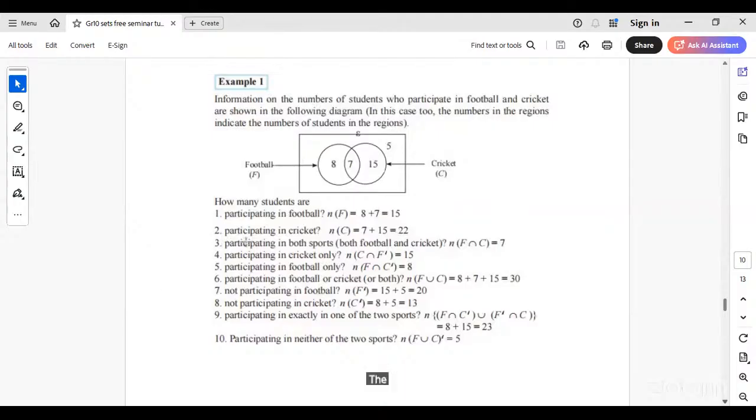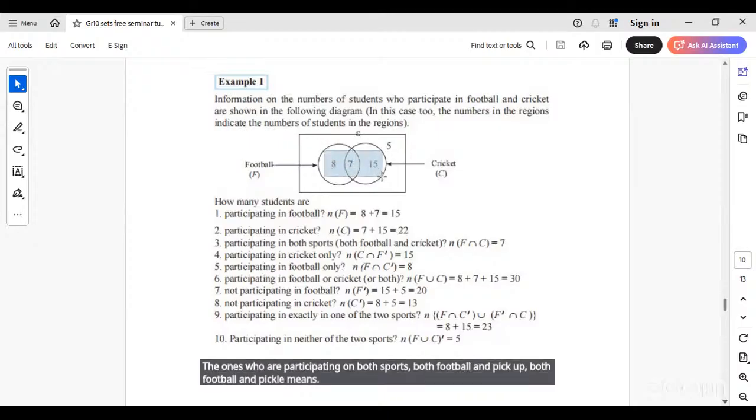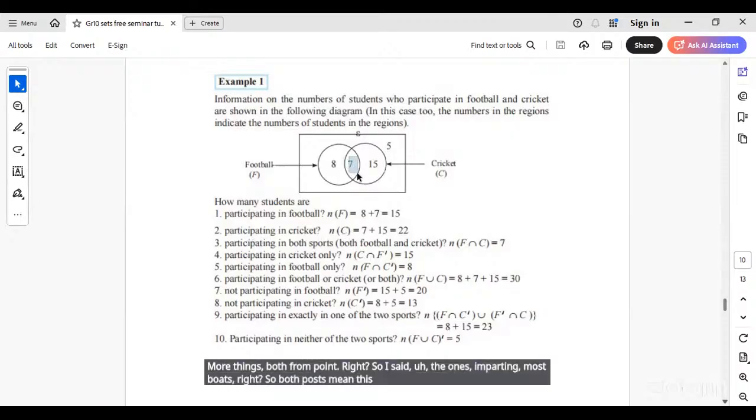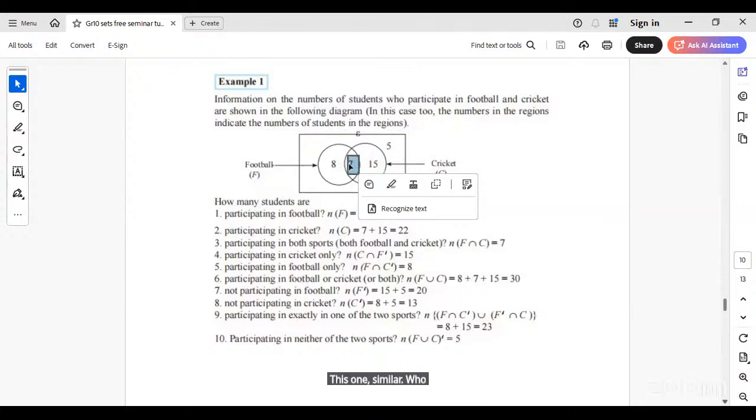The ones participating in both sports, both football and cricket. Both football and cricket means this middle region, the intersecting point, the common region, 7. These are the ones who play both football and cricket.